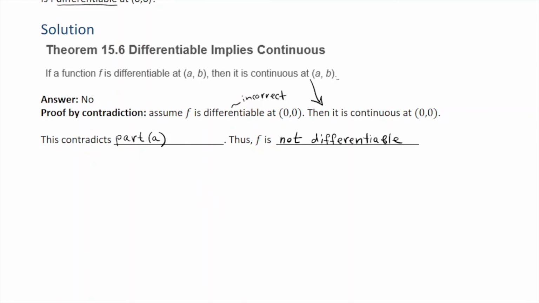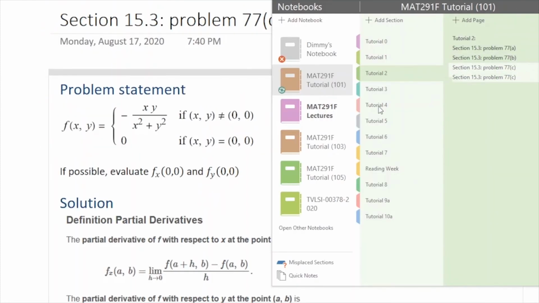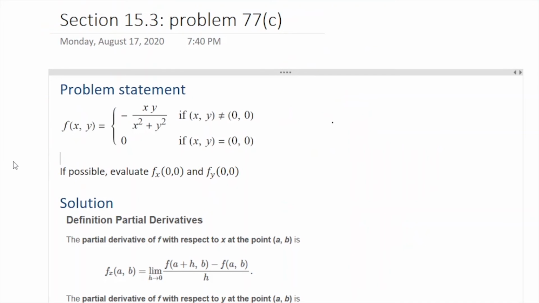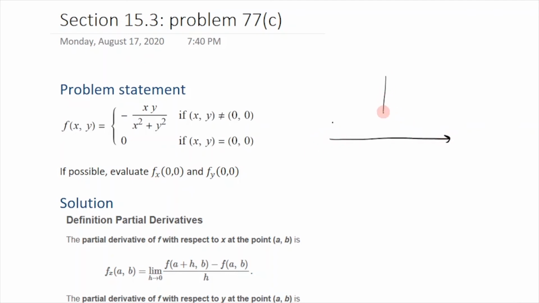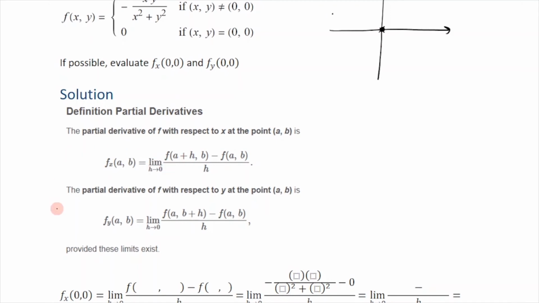Next part is part C. In part C, you are asked to evaluate the partial derivatives at the point 0, 0 if possible. So same point where we found the function to be discontinuous. We want to evaluate these derivatives. Remember in class you covered how to find partial derivatives at a specific point using the definition directly. So that's what we're going to use here.